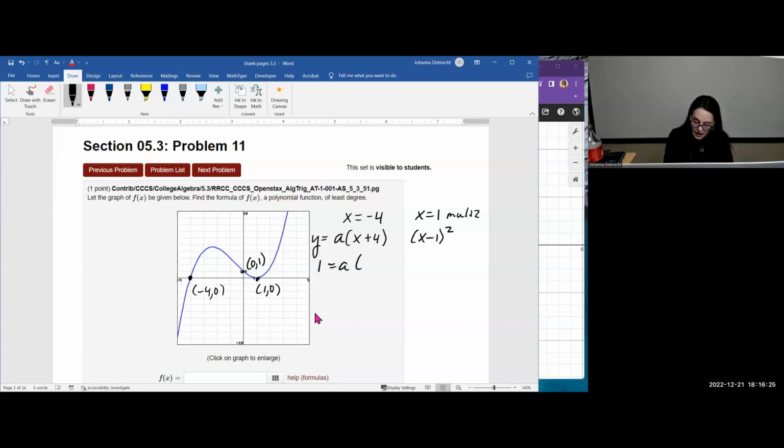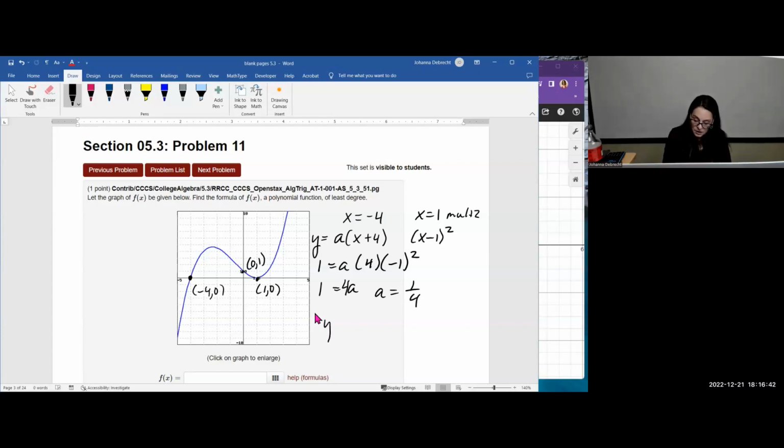This is going to be an a. So this would be a 4. And this would be a -1 squared. So I have to square first, order of operations. That gives me 1 times 4, which is 4. So I have a equals 1/4.